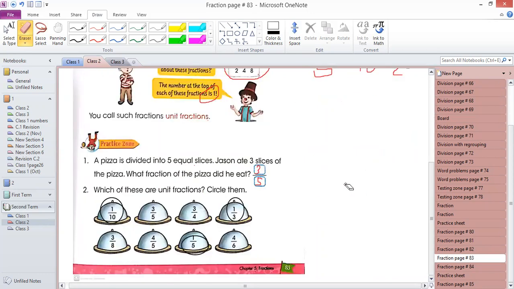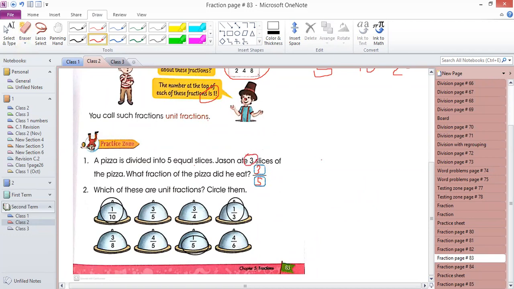Come to the questions which we completed yesterday. The first question was, a pizza is divided into 5 equal slices and Jason ate 3 slices of the pizza. So there were total 5 equal slices, guys, and he ate 3 slices. What fraction of the pizza did he eat? This is very important, guys, that you have to write the fraction for the pizza he ate. So basically you are interested in how much he ate.